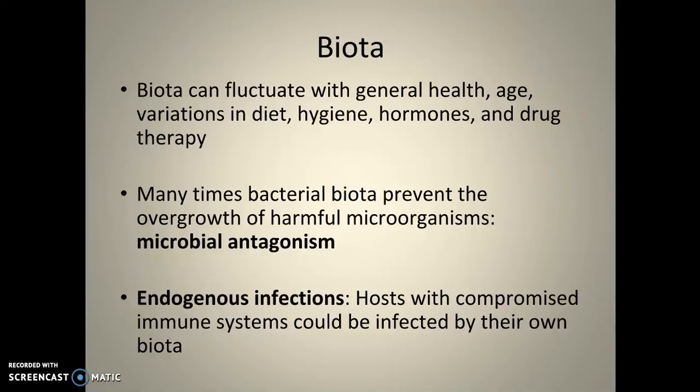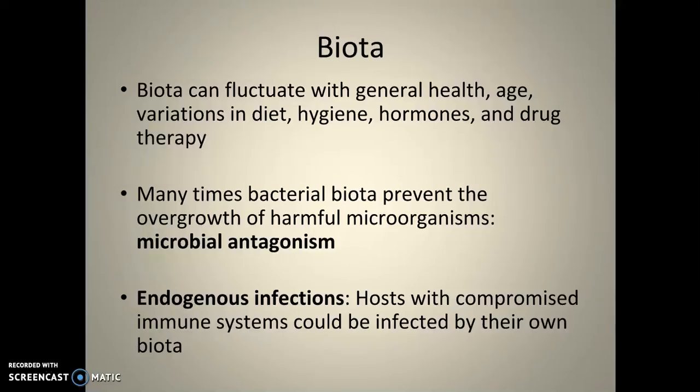All right, so within the body, you have a whole bunch of different microbes that are antagonizing one another. We talked about antagonism in the microbial growth and nutrition lecture. Antagonism is where bacteria are competing for resources. So a lot of these natural biota within your body are competing for the resources, and so they're kept in check and they don't grow out of control.